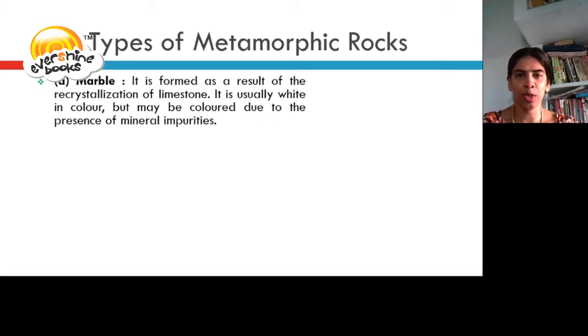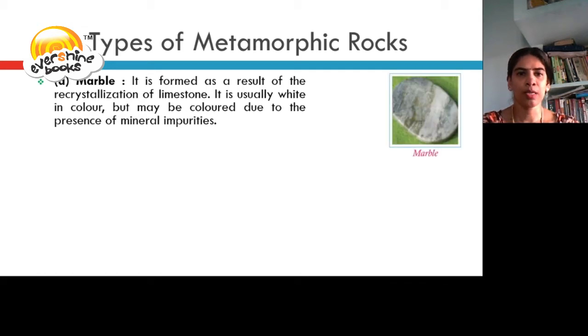The first type of metamorphic rocks is marble. It is formed as a result of recrystallization of limestone. It is usually white in color, but we can also see colored marble due to the presence of impurities.